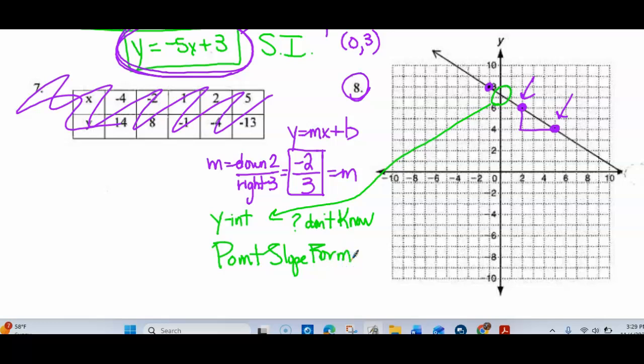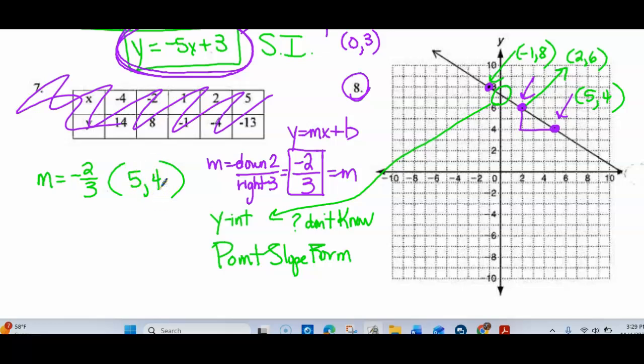To use point slope form, you need a slope. We have our slope, negative 2/3. Well, you also need a point. There are 3 points over here you could pick. The point I just pointed to is negative 1, 8. You can use that one. This second point is 2, 6. You could use that one. This last point is 5, 4. It doesn't matter which one you pick, but if you're Mrs. Warren, you're going to pick one that does not have a negative. I'm going to pick the point 5, 4.